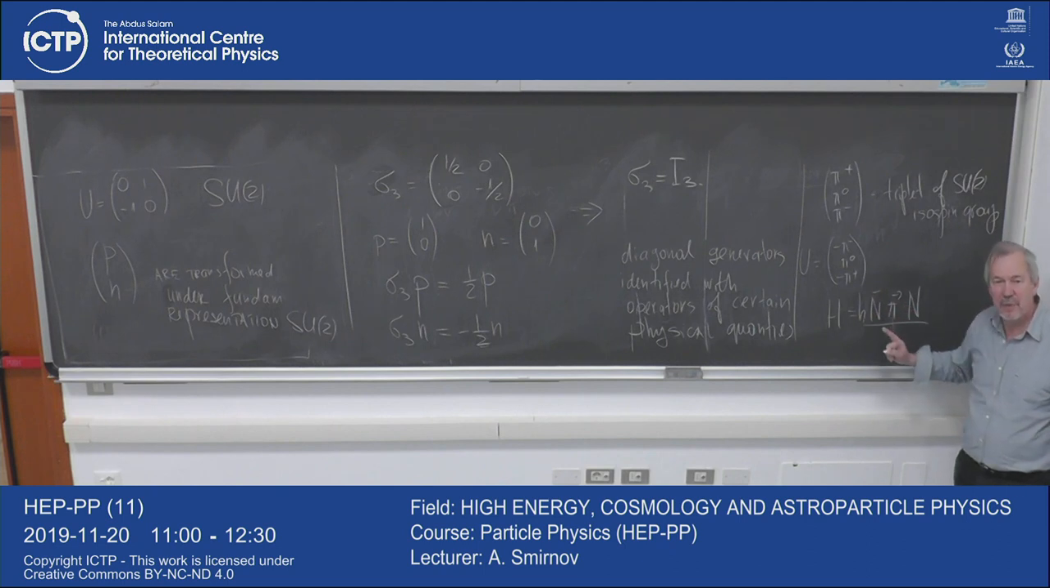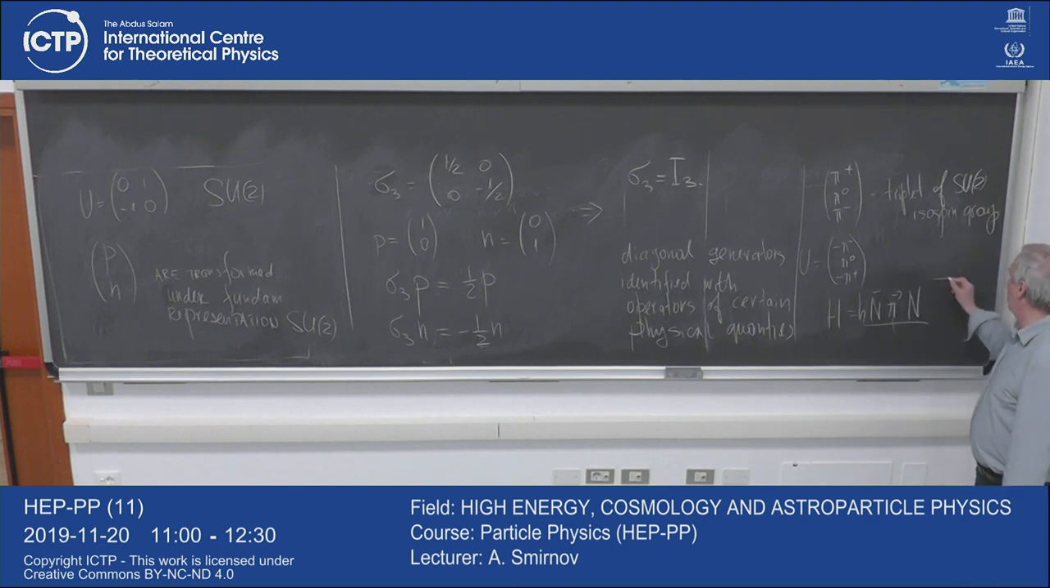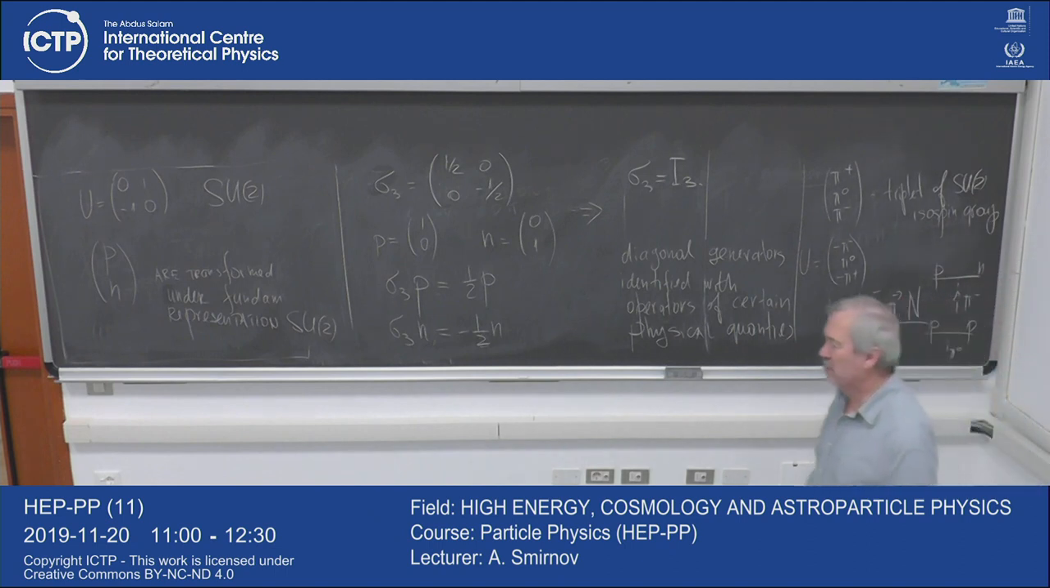I think I will give you some exercise to check. This type of Hamiltonian is invariant with respect to SU2 transformations. Okay, so this is what describes a coupling of nucleons with pions. For instance, it provides a proton transition to neutron with pi minus, or proton to proton with pi zero. This is the naive theory of strong interactions.